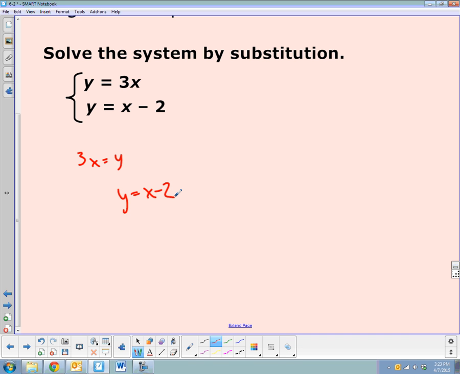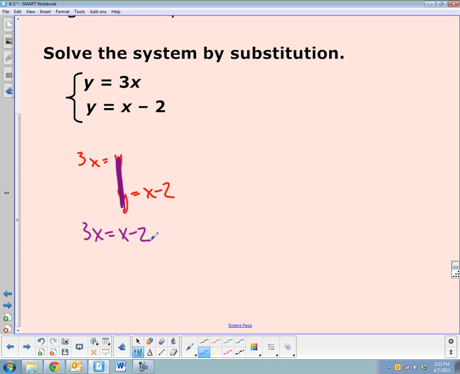Now I can use something called transitivity. In transitivity, we've talked about it in the past. I think I gave the example of if I like Mrs. Gustafson and Mrs. Gustafson likes country music, I must like country music, which is not true. But in math with numbers, it works really well, that if 3x equals y and y equals x minus 2, we can essentially eliminate that middle ground there and say that 3x equals x minus 2.